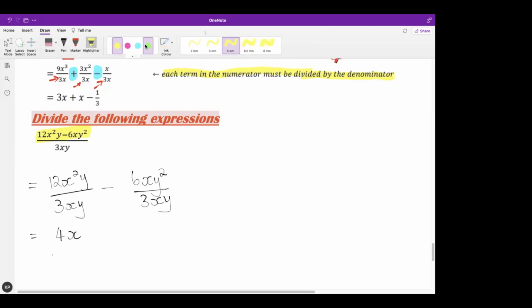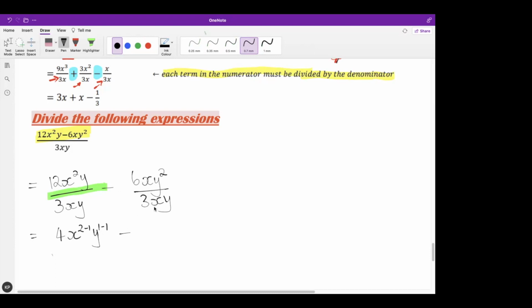Now we are dividing. So everyone who was here when we did exponents, what do we do with exponents when we are dividing? We minus. Nice, Logan. So it's going to be x to the power of 2 minus 1 and y to the power of 1 minus 1.